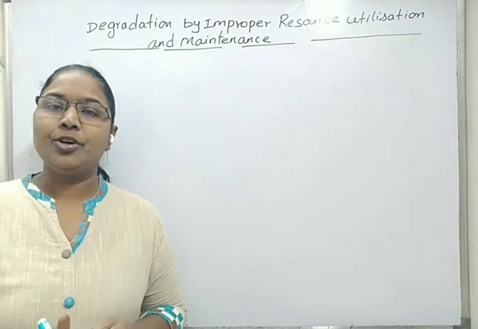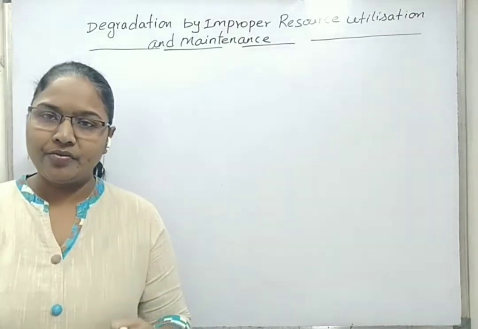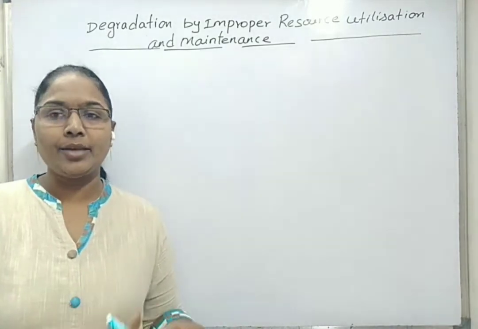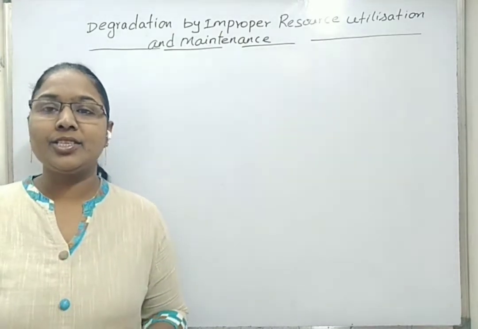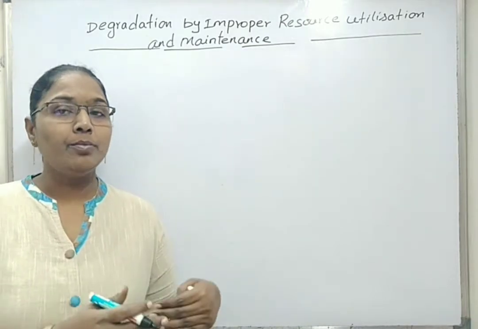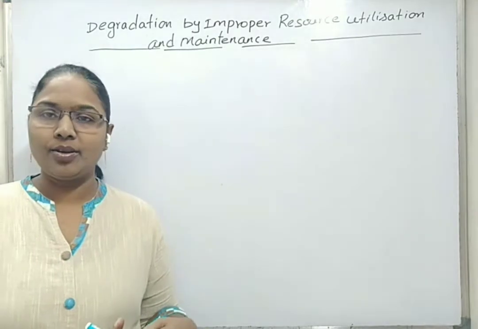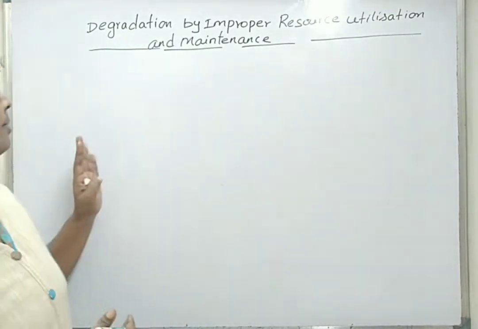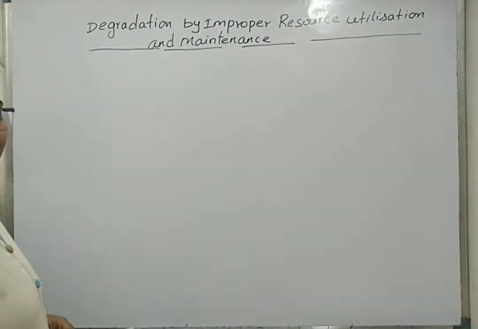But when deforestation happens, water in the form of floods will move from one direction to the other, and so what happens? Soil erosion occurs. When soil erosion occurs, mineralization of the soil will be less at one place and more at another, and it leads to salinity at the place where water is locked. So all these are explained under degradation by improper resource utilization and maintenance.